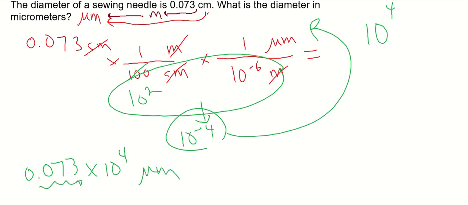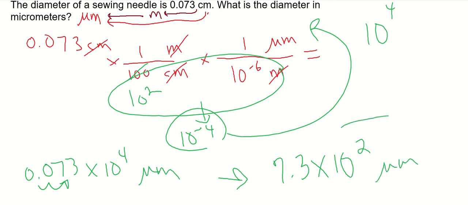Now we can't leave our answer like this. 1, 2. All right, we know that. So that is going to give us 7.3 times 10 to the negative. We move the decimal 2 times to the right, so the exponent gets smaller by 2. What am I doing? Sorry. Okay, there it is.